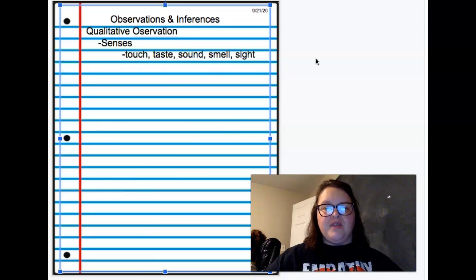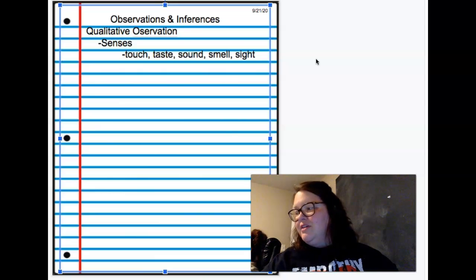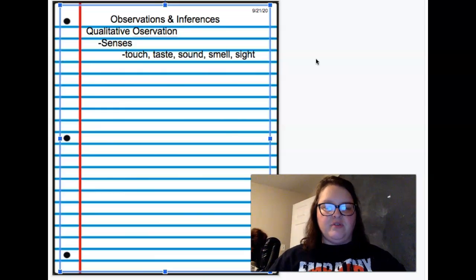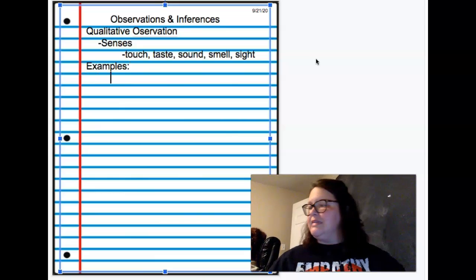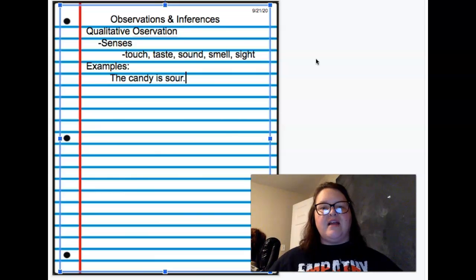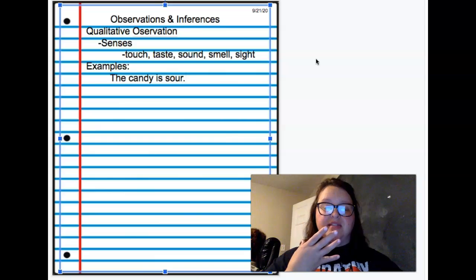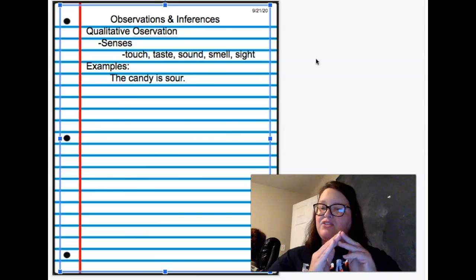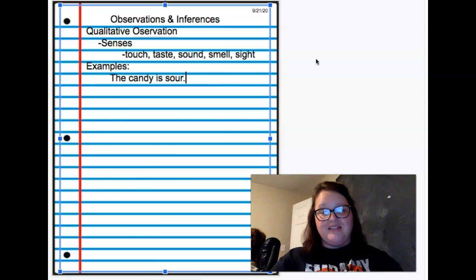Now, what I want to do is talk about some examples of qualitative observations. So please write down these examples. They will be helpful. So one example is, the candy is sour. So that is an observation that you make with your senses. You make that with your sense of taste. You really can't touch it and say it's sour. You have to taste it.